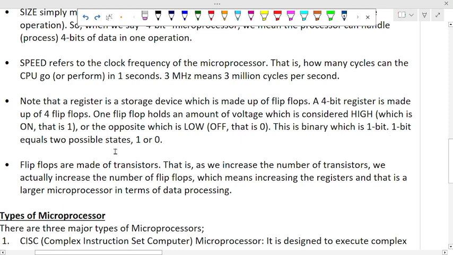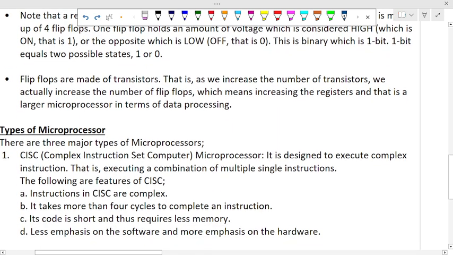1 bit equals 2 possible states. It's either a 1 or a 0. Okay, so a flip-flop will contain either 1 or 0 at one time. Now flip-flops are made up of transistors. That is, as we increase the number of transistors, we actually increase the number of flip-flops, which means increasing the registers, and that is a larger microprocessor in terms of data processing.